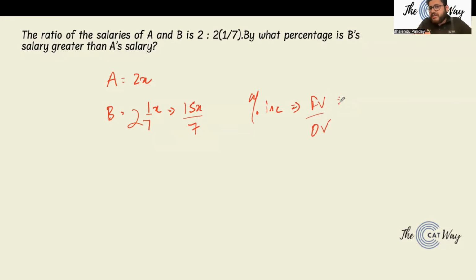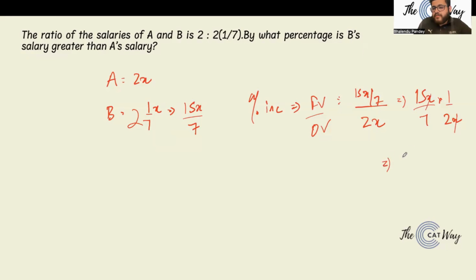The value with respect to which you are calculating, that is my original value. Because you are checking how much greater B's salary is in comparison to A, my original value will be for A, that is 2x. The final value will be for B, that is 15x by 7. So what are you left with over here? 15x by 7 multiplied by 1 by 2x. Correct? Multiplied by 1 by 2x, x is gone.